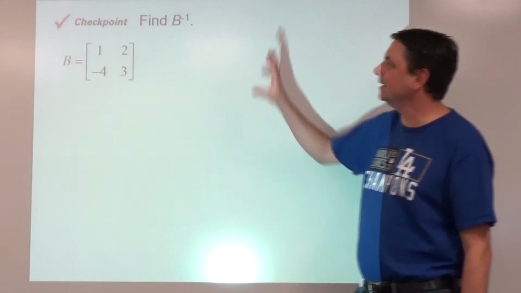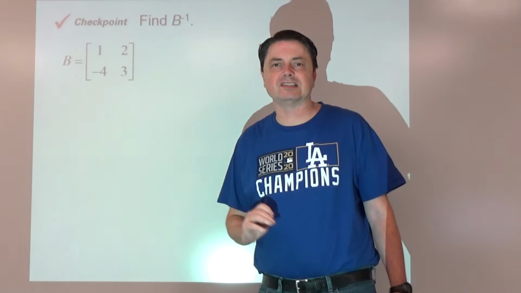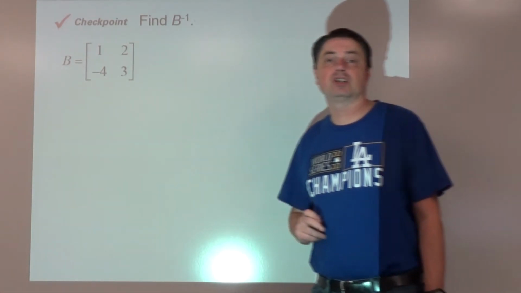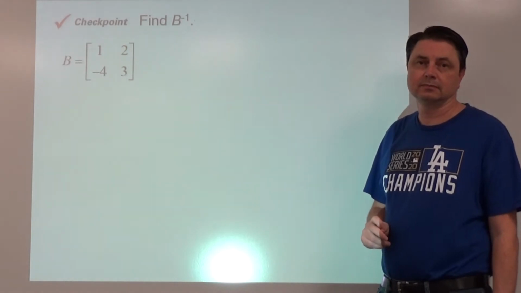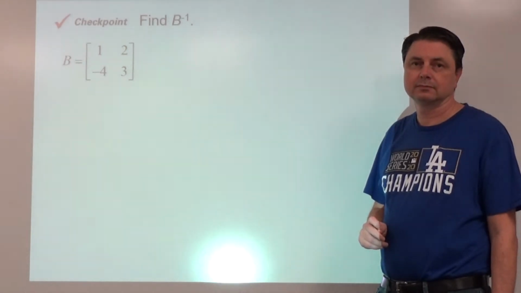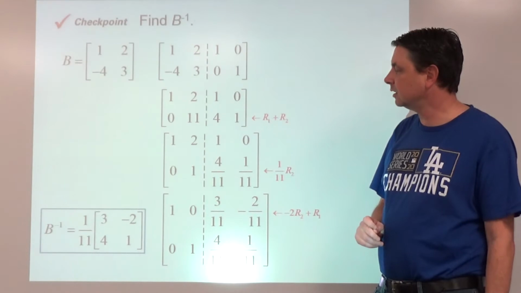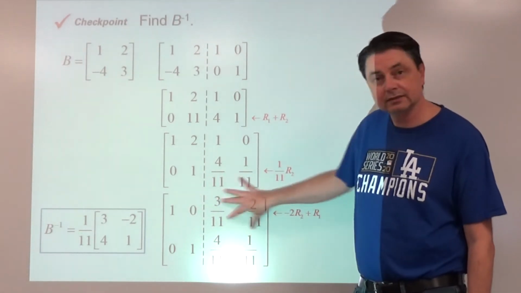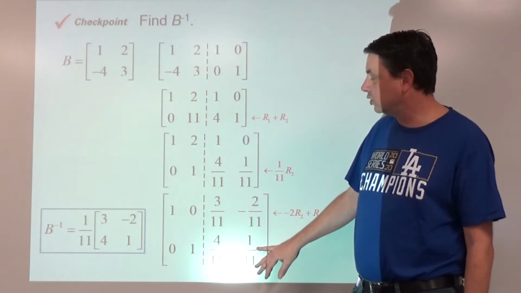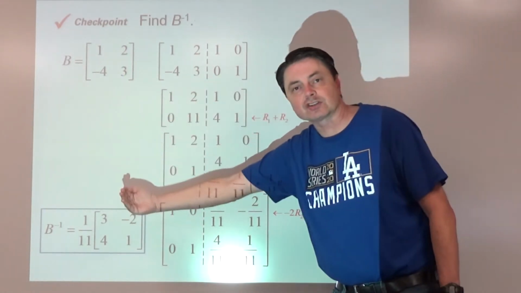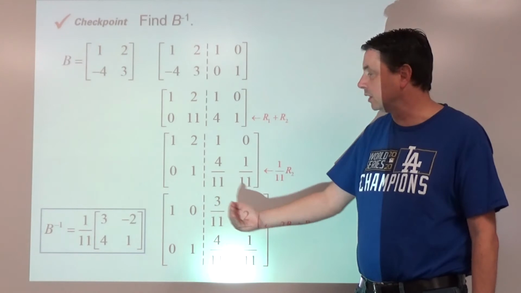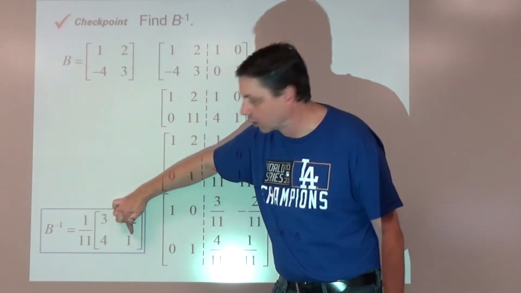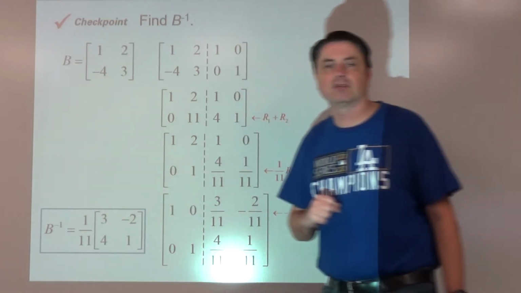All right, go ahead and checkpoint. So pause the video here. Do the same thing. See what you get. All right. You should get this matrix, which we could pull out a factor as a scalar multiplier of 1/11, and then we get the matrix 3, -2, 4, 1. Right there is the inverse to B.